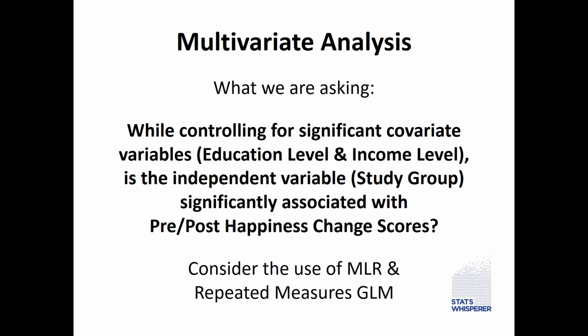I mean, it could be. So if somebody got a raise and if they have a high income because they're continually getting raises, that could be responsible for their changes in happiness from pretest to post-test. So we want to make sure it's the study group, right? Not something outside the study. All right. So again, we're going to look at the use of multiple linear regression, MLR, and repeated measures, GLM. And it'll be A-OK.